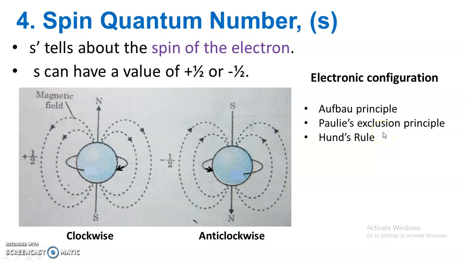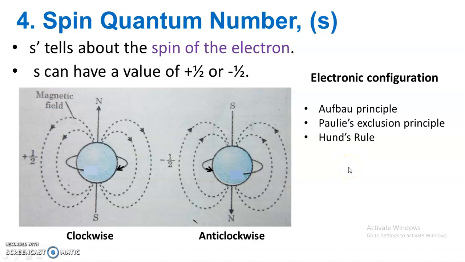According to Pauli's exclusion principle, no two electrons in an atom can have all four quantum numbers the same. It means in an atom, suppose there are several electrons, but out of these there will not be two electrons with the same set of all four quantum numbers. At least one quantum number must be different for the second electron. This is Pauli's exclusion principle.